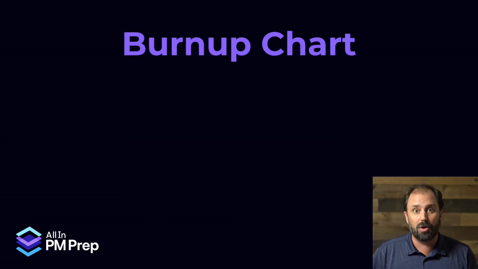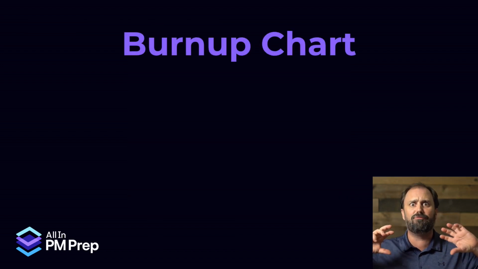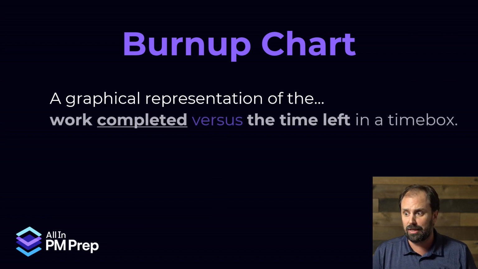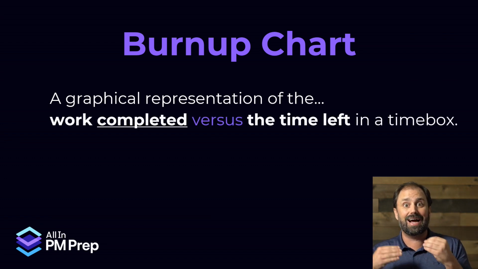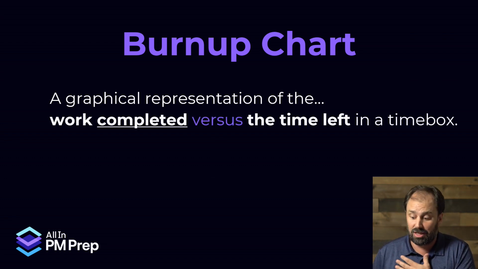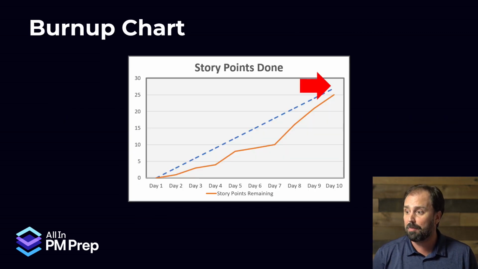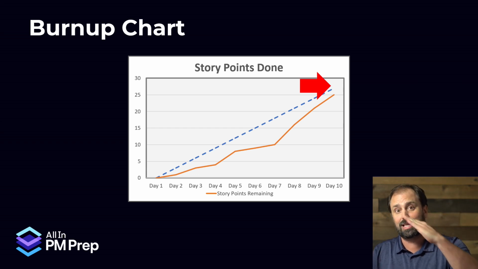Cool. Now, the burn up chart is just glass half full, I guess you want to look at it, right? So it's a graph. It represents the work completed, what we got done, versus how much time we got left in the sprint. So if we look at the picture, we start with 0. We ain't done anything yet. And we know we got to go way up to the top and get all the work done. So that's that blue line.